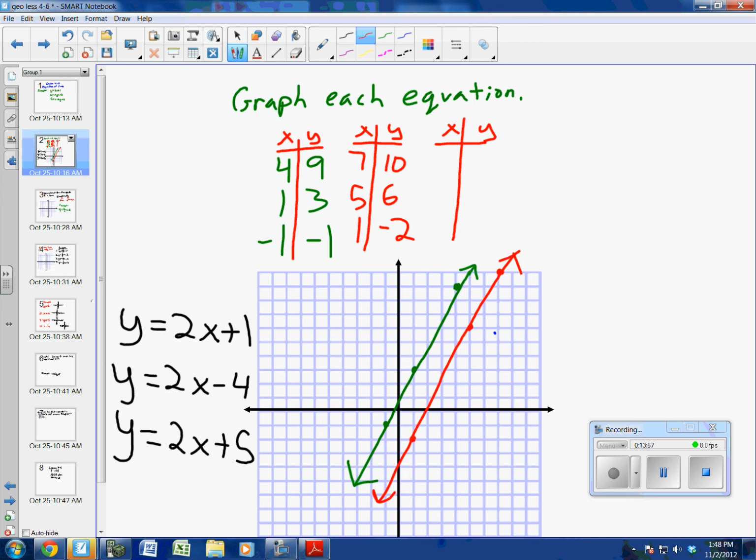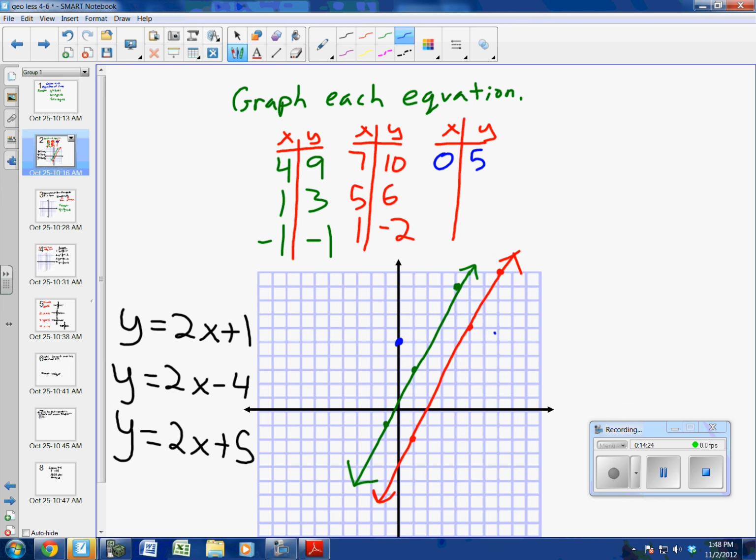All right, let's do the last one. We're going to do this one in blue. Okay, give me a point. Brooklyn. 0. If I do 0, 2 times 0 is 0, plus 5 is 5. You guys, I always like to do 0. That's an easy number to do. I would always do 0 if I were you. Okay, 0, 1, 2, 3, 4, 5.